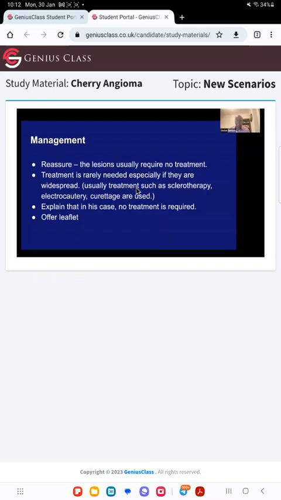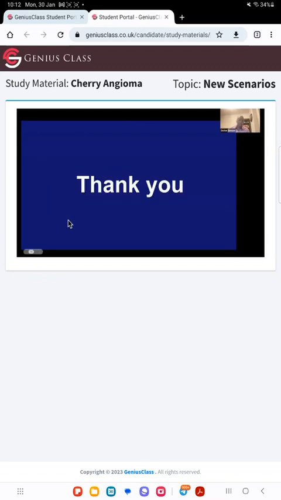If treatment is needed, the treatment required is usually sclerotherapy, electrocautery, or curettage. These are the treatments usually used. Explain that in his case, no treatment is required. Offer a leaflet about cherry angiomas. Thank you.